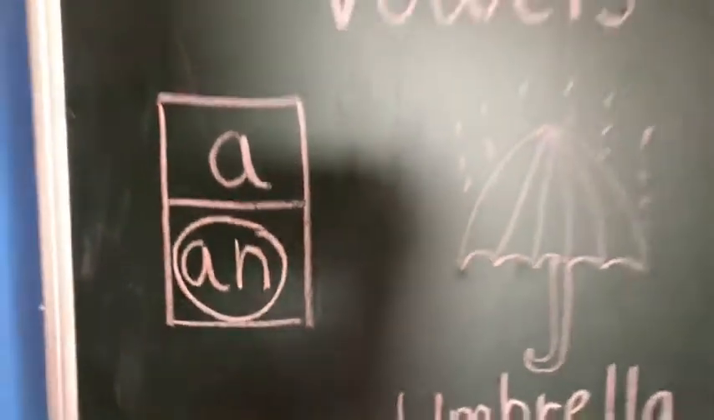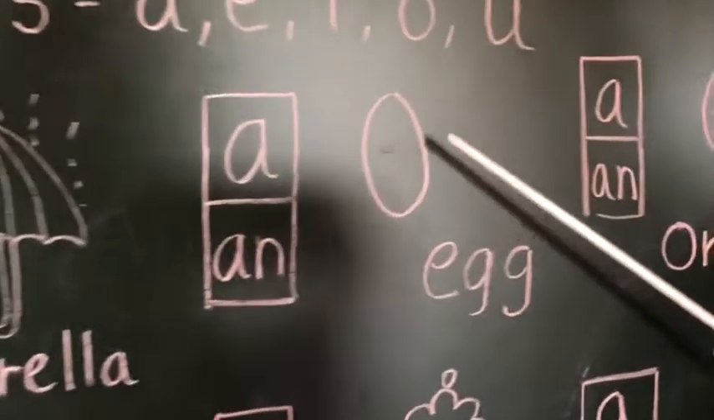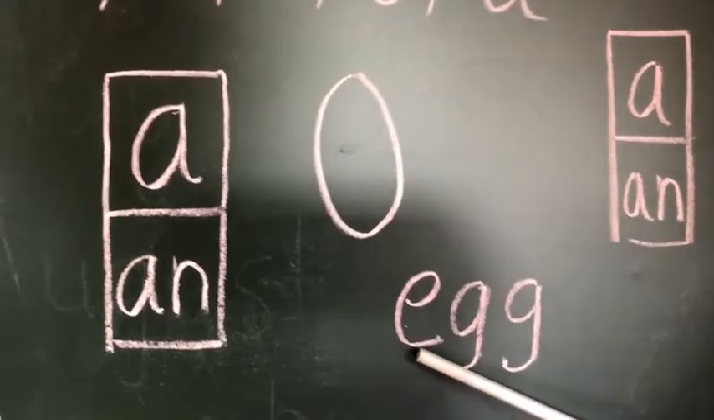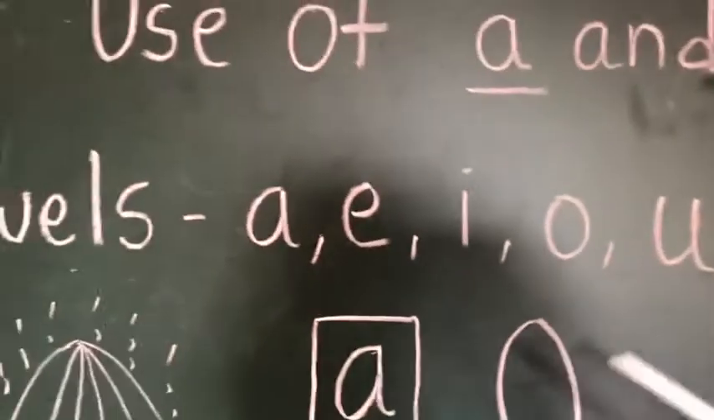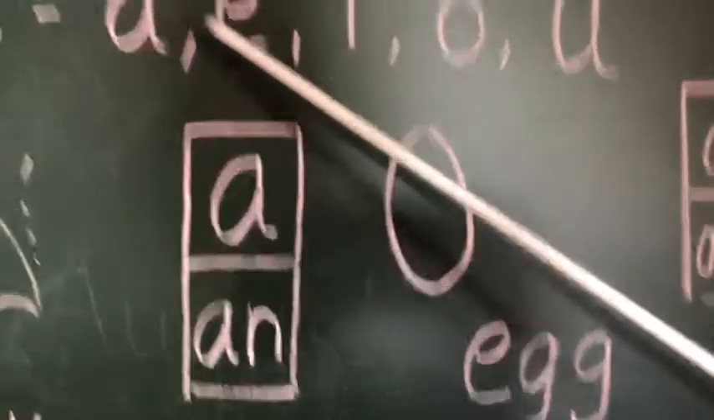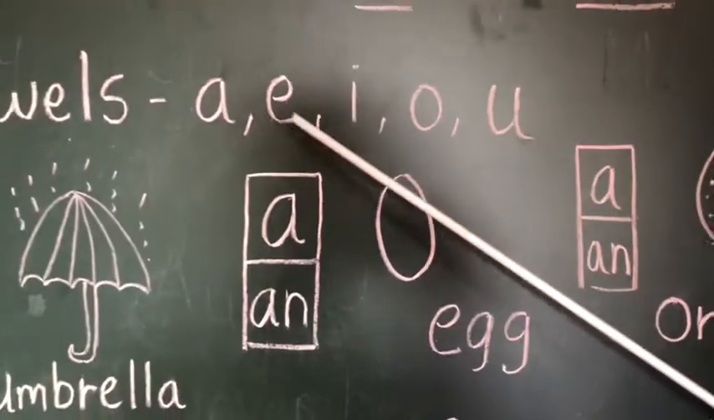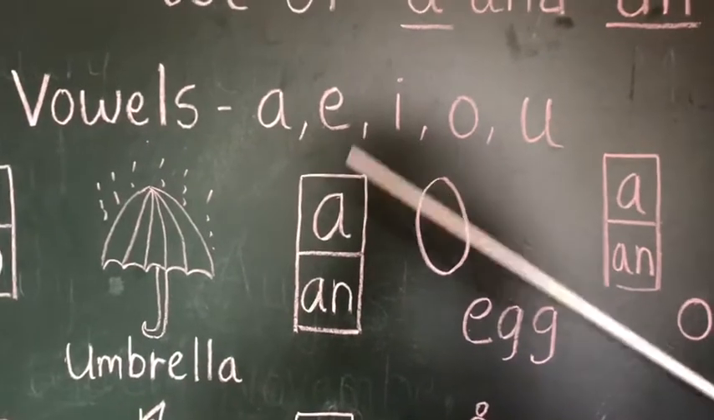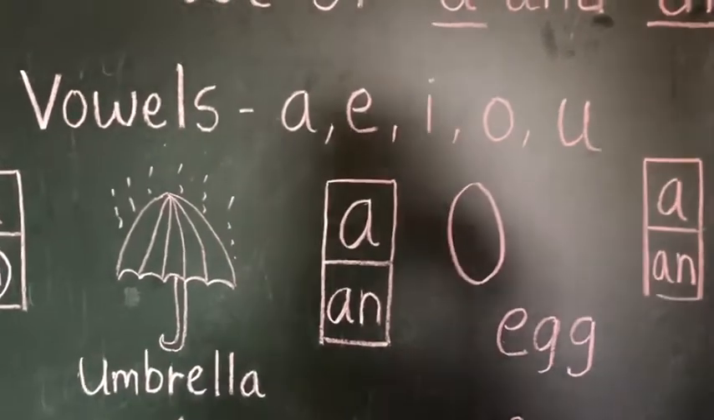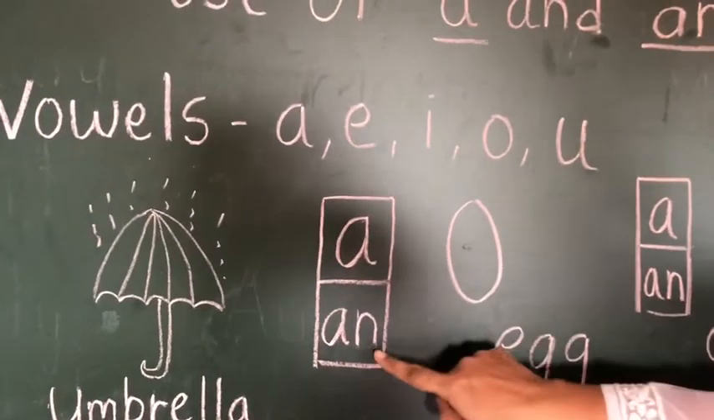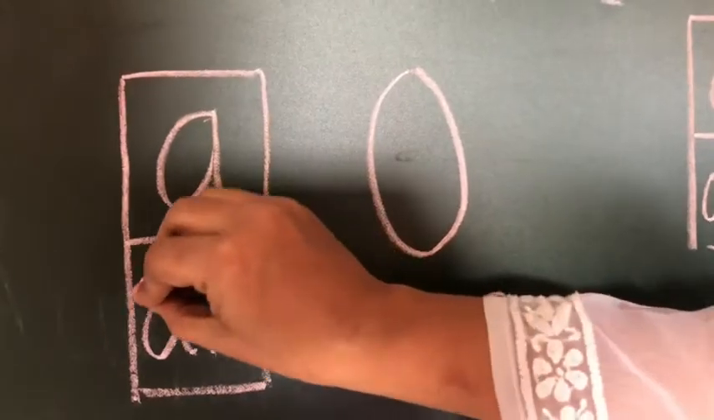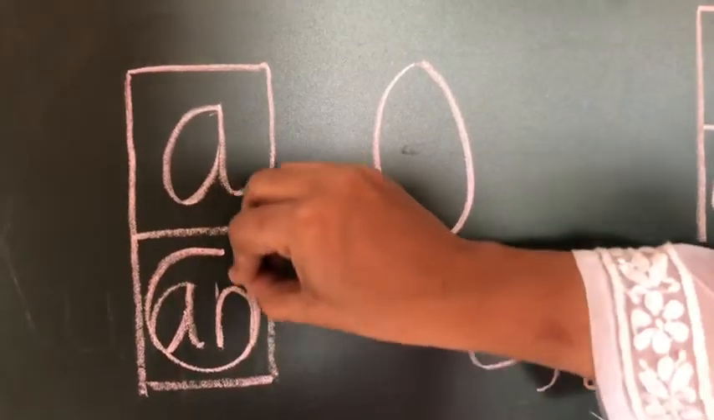Okay, now what is next? This is egg. See, it starts with the letter E. You can see here, egg starts with the letter E, and E is what? Our vowel E. Then again what we have to see is whether a or an will come. See, whenever a vowel is there, always remember an will come. Okay, now I'll circle this an.